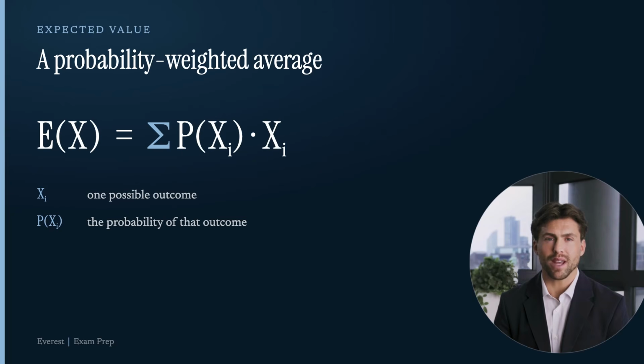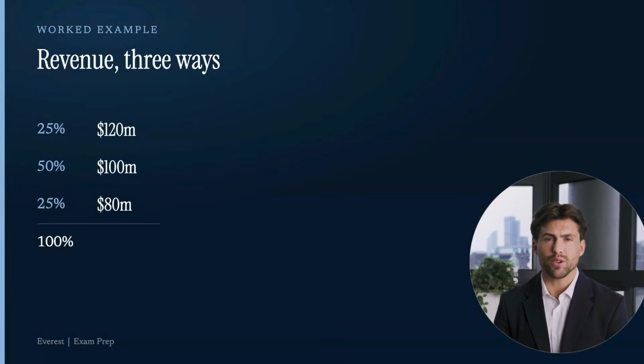Start with expected value. An expected value is a probability-weighted average of everything that could happen. That word, weighted, is the whole idea. A sample mean treats every observation as equally important, and it looks backwards at data you already have. An expected value looks forwards, and it lets some outcomes count for more than others because you think they are more likely. Here's a company whose revenue could come in at 120 million, 100 million, or 80 million.